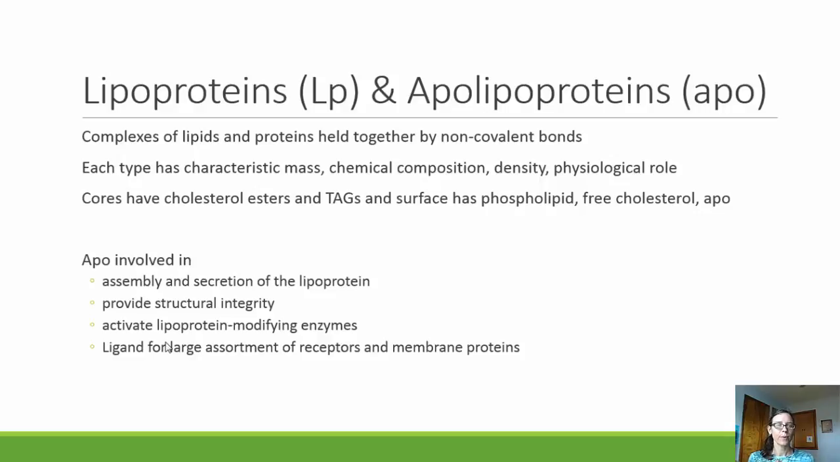The cores of these lipoproteins have cholesterol esters and triacylglycerides, and they also contain phospholipids, free cholesterol, and apolipoproteins. Now, what are apolipoproteins? Apolipoproteins are involved in the assembly and secretion of the lipoprotein. They provide structural integrity to the lipoprotein, and they're really important for activating lipoprotein enzymes. They also serve as a ligand for receptors and membrane proteins, so they're important in cell signaling, and we'll see that moving forward.